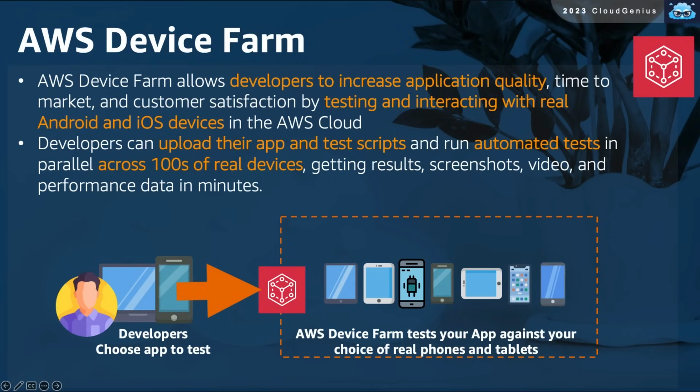AWS Device Farm runs tests in parallel, reducing testing time and providing faster feedback on application performance and functionality. Developers can also perform manual tests on real devices using the Device Farm's remote access feature, allowing them to interact with applications in real time.